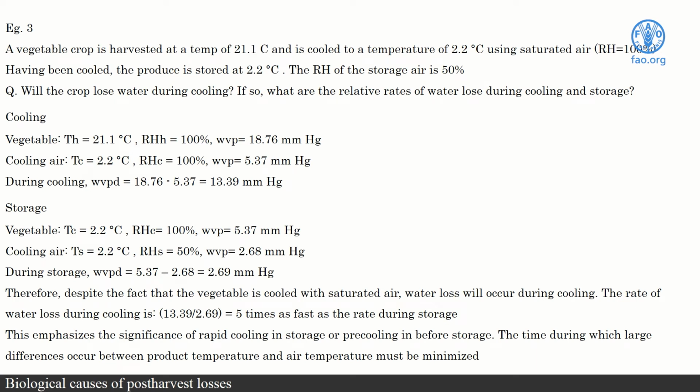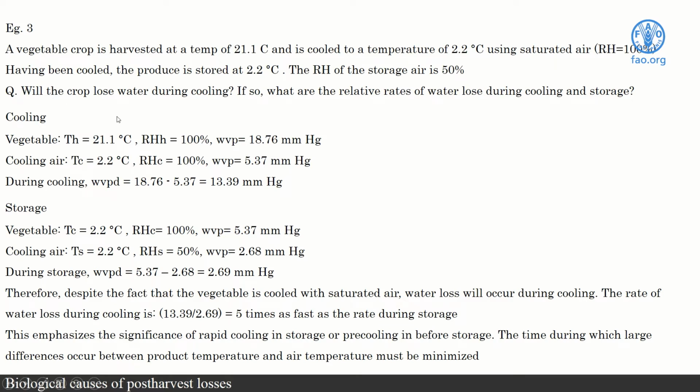Let us see the third practical example. A vegetable crop is harvested at a temperature of 21.1 degrees Celsius and is cooled to a temperature of 2.2 degrees Celsius using saturated air, meaning 100% relative humidity. Having been cooled, the produce is stored at 2.2 degrees Celsius with a relative humidity of 50%. The question is, will the crop lose water during cooling? If so, what are the relative rates of water loss during cooling and storage?